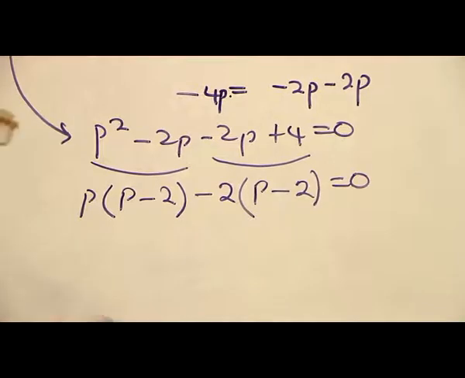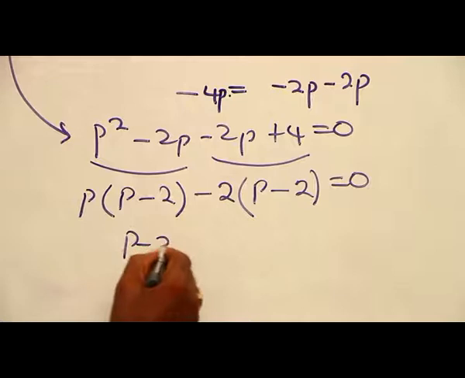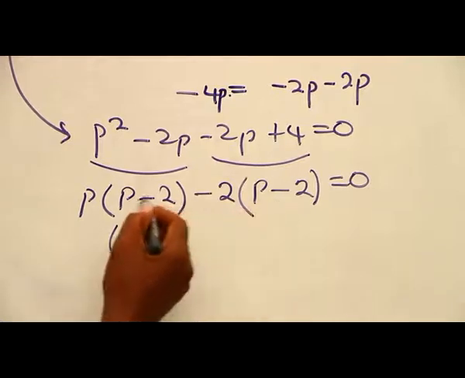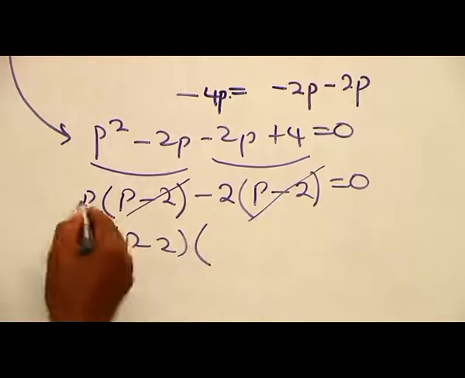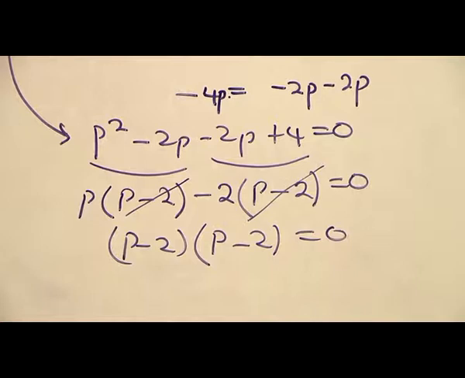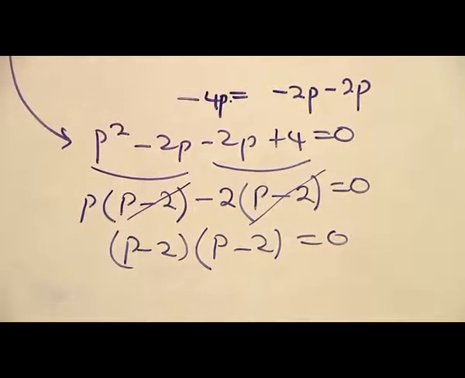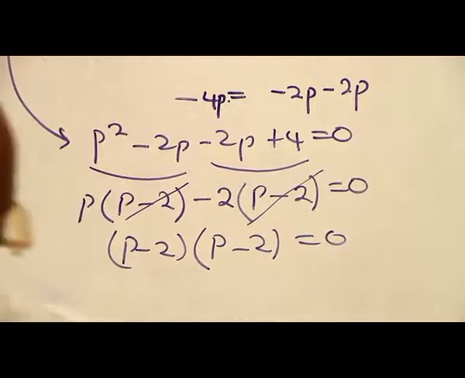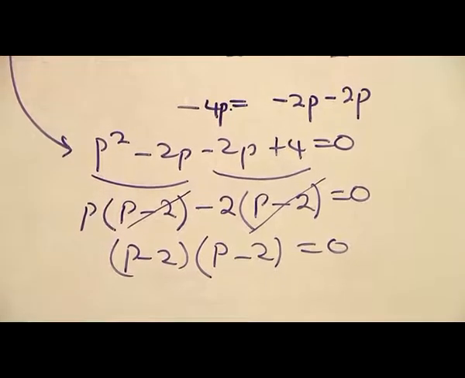In this regard, you discover that we have (P minus 2) common. So we take (P minus 2) and (P minus 2), which is common. What remains is P and then minus 2. Everything is equal to 0. This is how we got the factorization of that expression. Take note of that, and you will come in contact with more of these and know how to carry out the factorization.